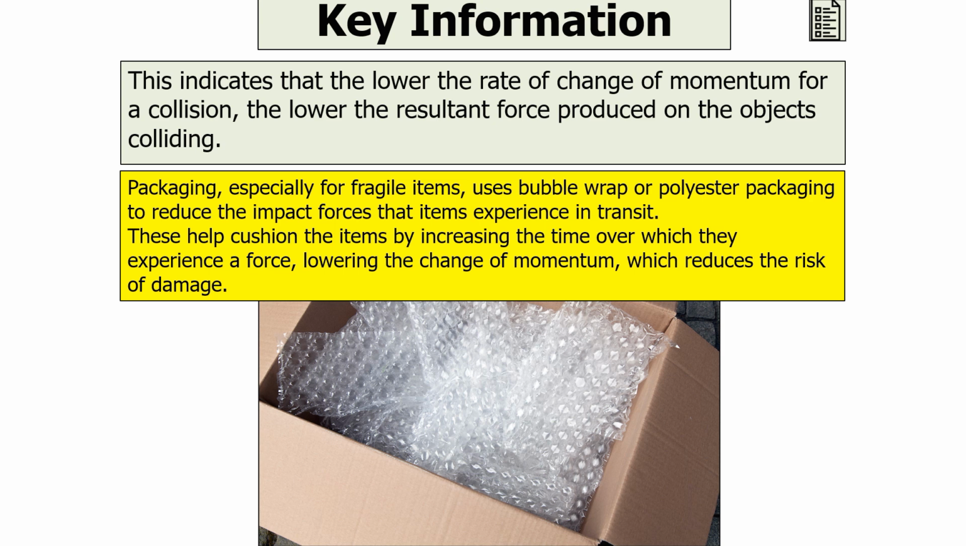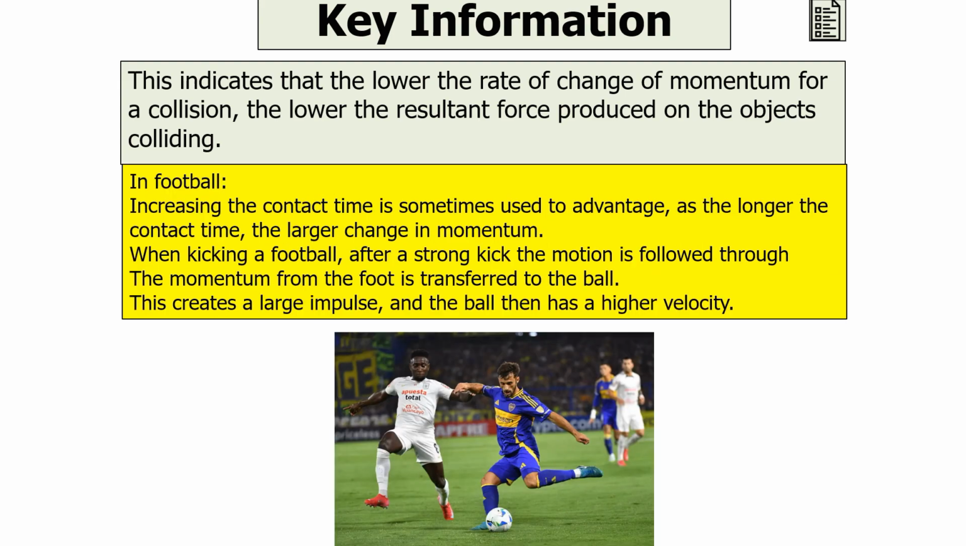Now, packaging, especially for fragile items, uses bubble wrap or polyester packaging to reduce the impact forces that items experience in transit. This helps cushion the items by increasing the time over which they experience a force, lowering the change of momentum rate, which reduces the risk of damage. And in football, increasing the contact time is sometimes used to an advantage, as the longer the contact time, the larger the change in momentum. So when kicking a football, after a strong kick, the motion follows through. The momentum from the foot is then transferred to the ball. This creates a larger impulse, and then the ball has a higher velocity.